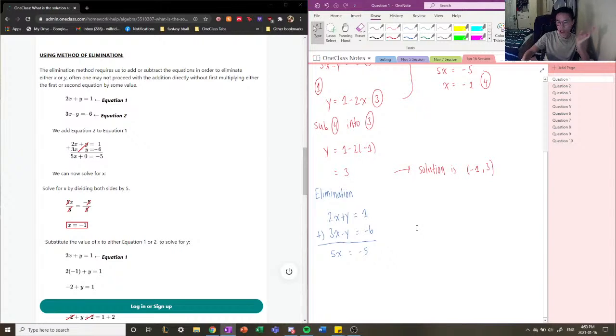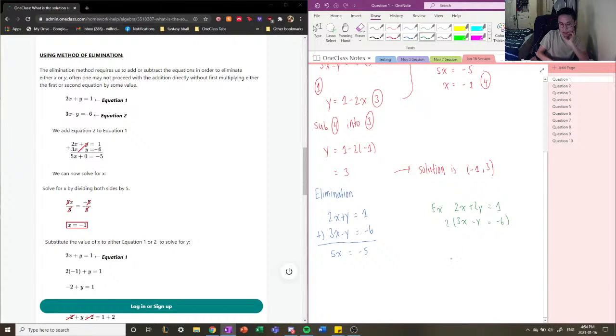For example, let me write out an example real quick. If we had, instead of 2x plus y, 2x plus 2y equals 1, and we had 3x minus y equals negative 6. If we were to add these two linear equations together, we wouldn't be able to eliminate one of the variables. So therefore, we would have to multiply this by 2 first, okay?